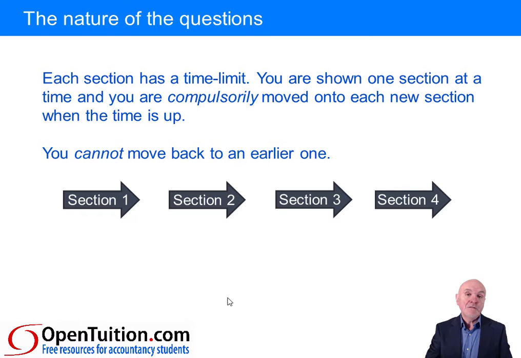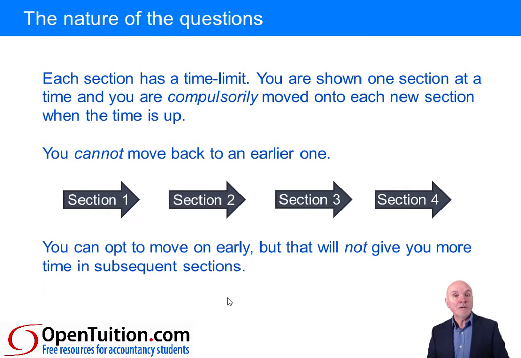If you finish section 1 early, you can elect to move on early, but if you moved on 10 minutes early, this 10 minutes is wasted. It is not added, if you like, to what might be available to section 2 or 3. So there is no advantage whatsoever of electing to move on from section 1 to section 2, from section 2 to section 3, before you are forced to move on. You're just sacrificing time for no benefit whatsoever.